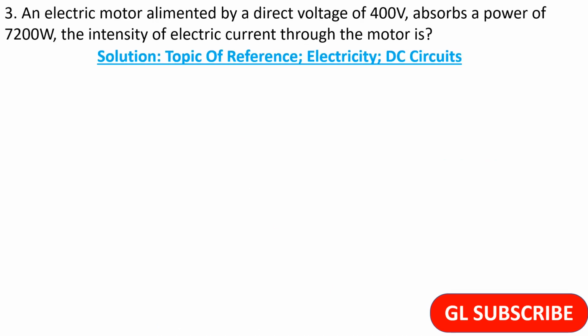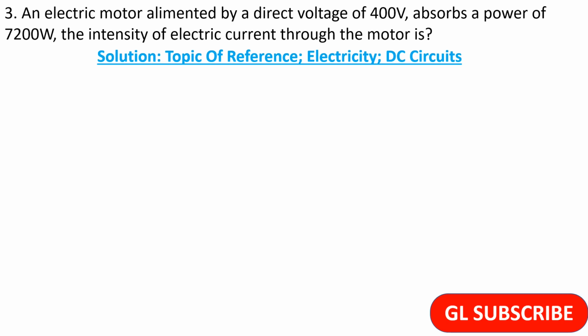So now our next question is question 3, which reads: an electric motor alimented by a direct voltage of 400 volt absorbs a power of 7,200 watt. The intensity of the electric current through the motor is.